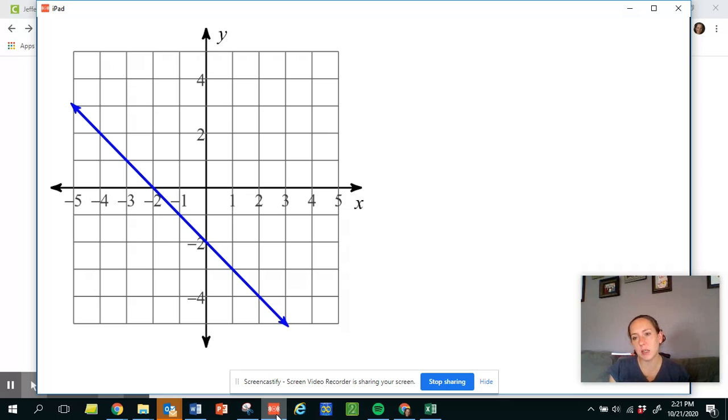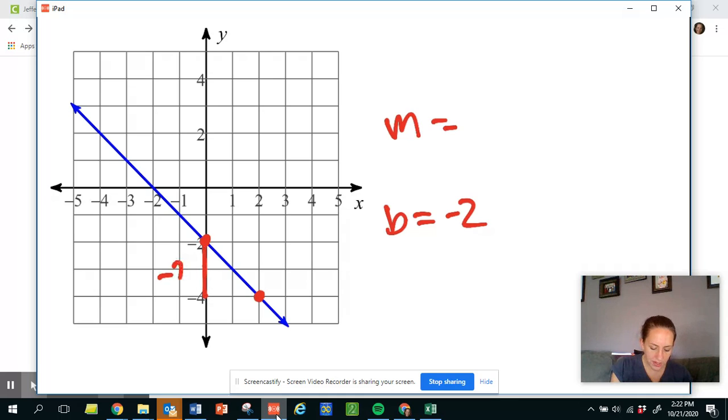So I'm always going to start by getting my b, or y-intercept, because it's the easiest thing to find. It's where it touches the y-axis. In this case, it is -2. And then I just need to find one other point where it touches at the corner of a box. So I choose that one. All right, and then I went down 2, so that's -2, and right 2. So remember, down is negative, left is negative, up is positive, right is positive.